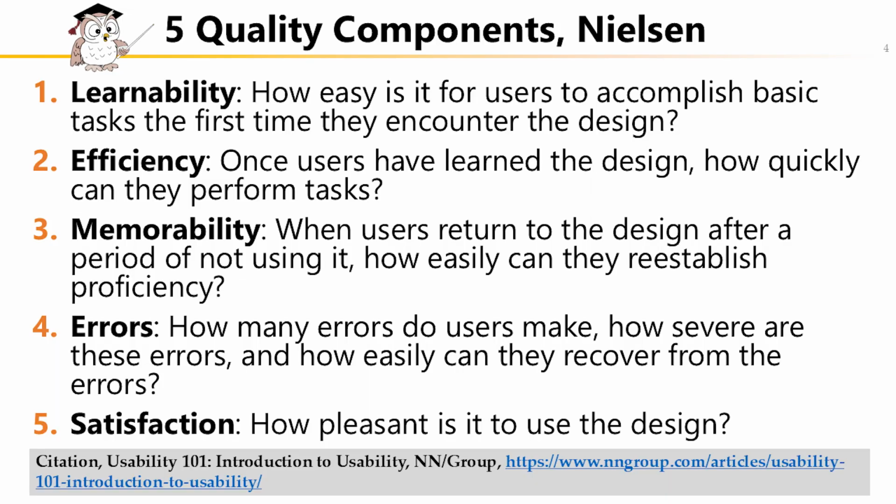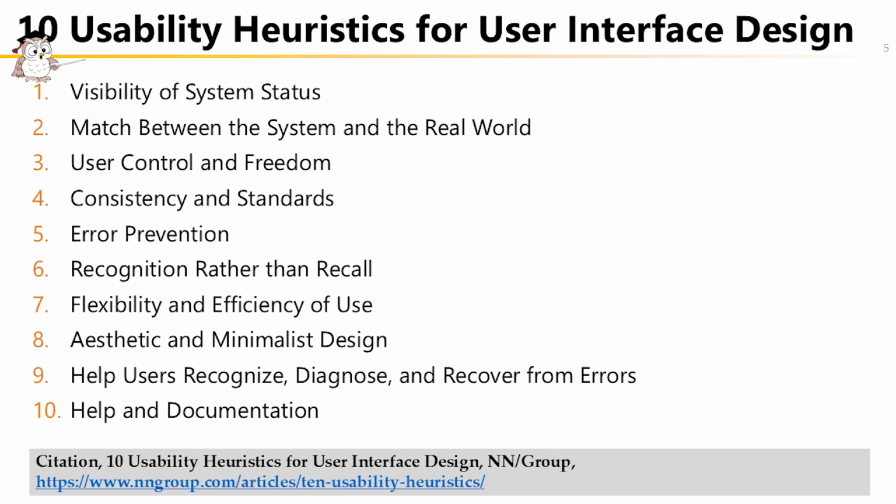Professor Nielsen identifies the following 5 elements as components of usability. A detailed explanation is not provided here. Please refer to the web page linked below. The URL is provided in the description box. Professor Nielsen presented the 10 usability heuristics as fundamental guidelines for user interface design. For a detailed explanation, please refer to the web page below. Alternatively, please refer to the URL in the description box.